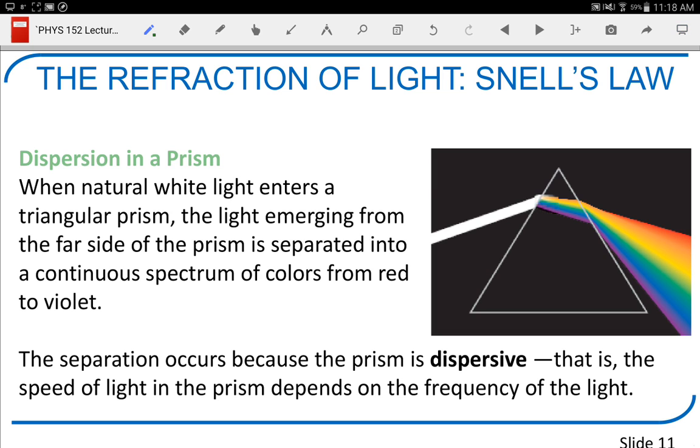Refraction of light. You guys have seen this. This is not anything to do with Pink Floyd. It is simply light being spread out or dispersed by color.